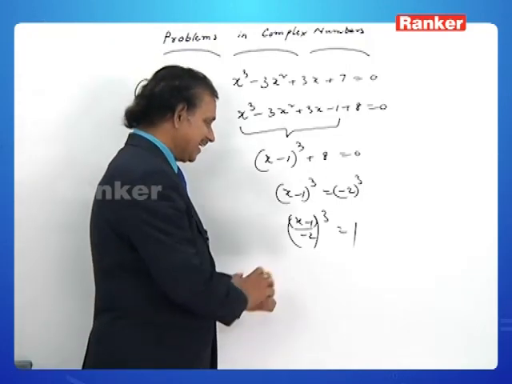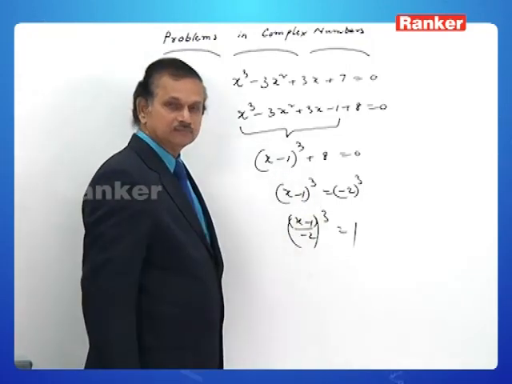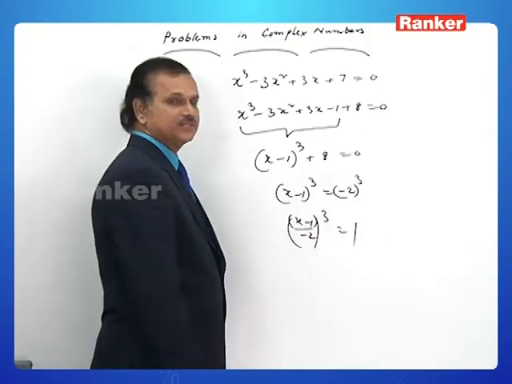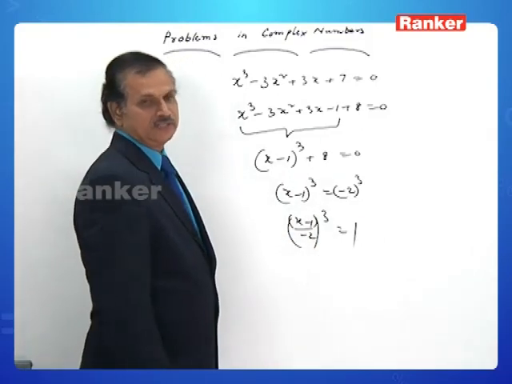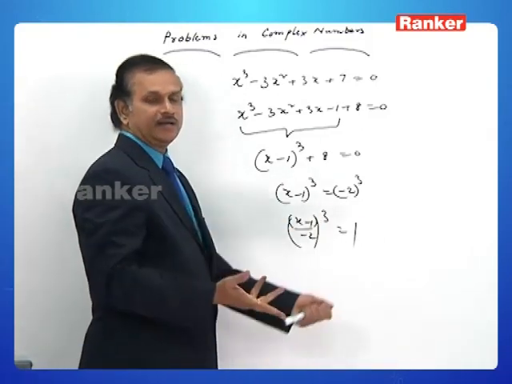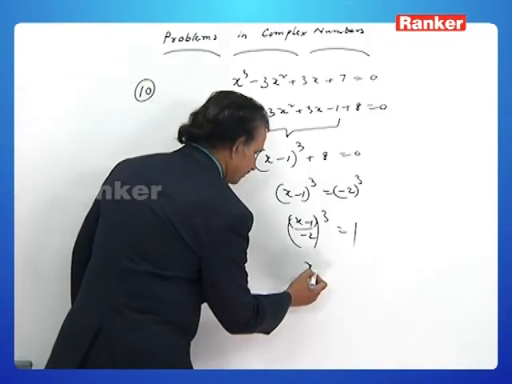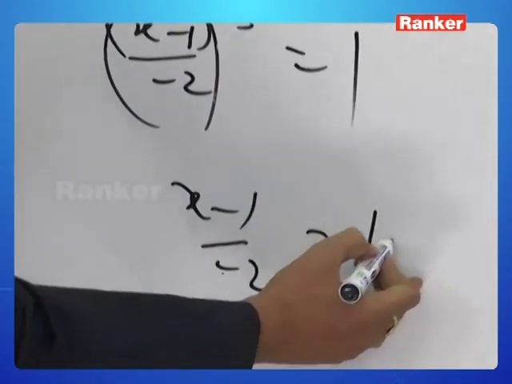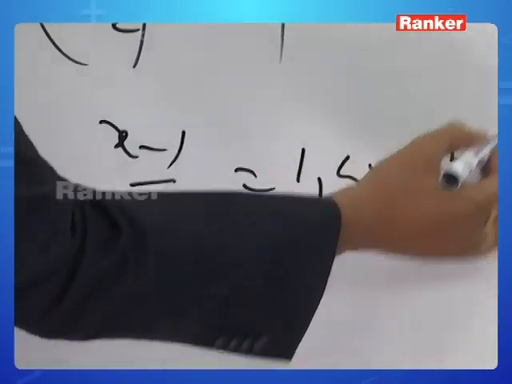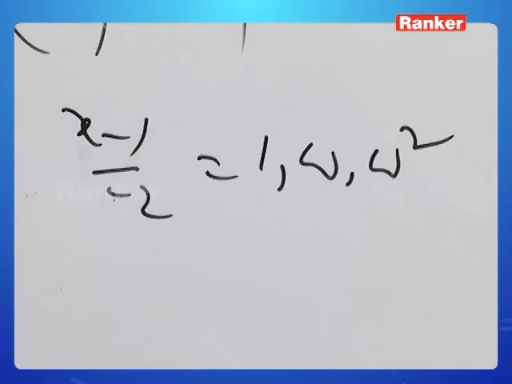Now let me take this as some y. We have got y cube is equal to 1. Therefore, the roots of y are nothing but the cube roots of unity. Therefore, x minus 1 by minus 2 is equal to 1, omega, omega square are the roots.